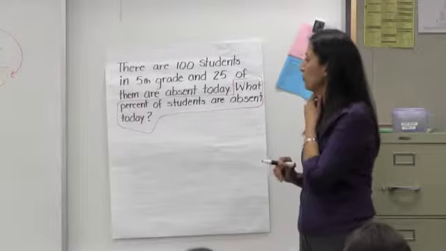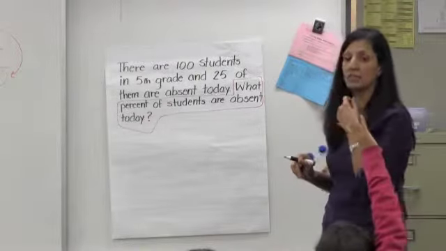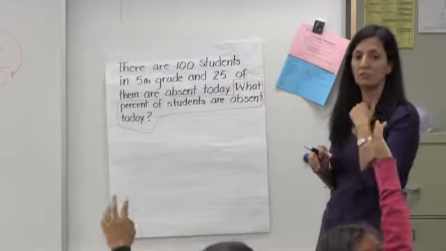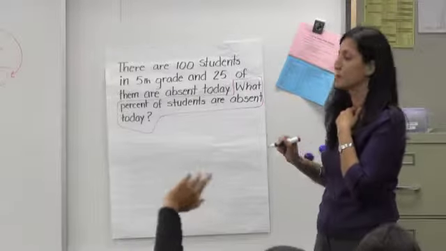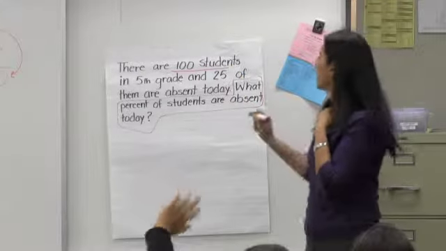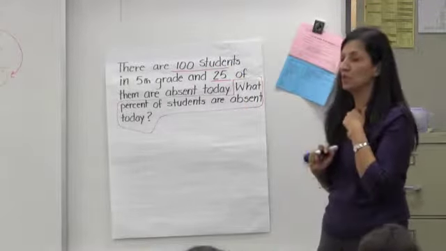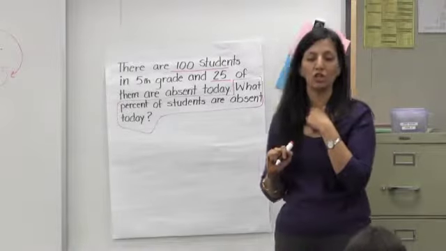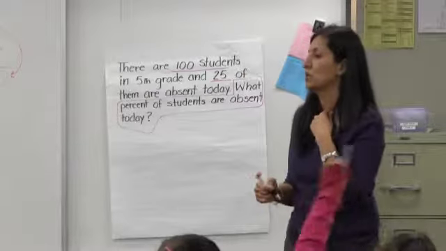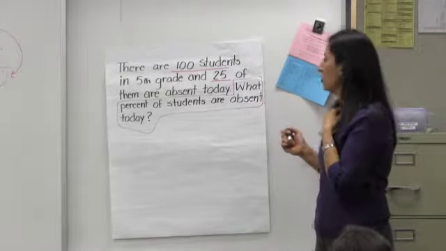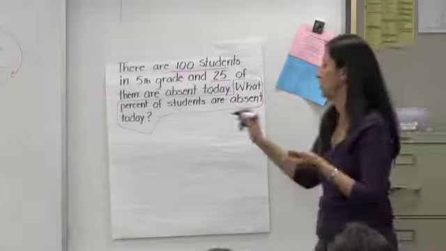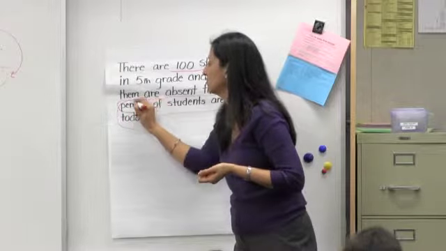Okay? What important information will I need to find this? What numbers would I need? Adeline. 100. Okay, so I can probably underline my 100 students. 25. And I will probably need 25 too. Okay? And then circle the vocabulary. Let's do this. Circle the vocabulary. Okay. So what vocabulary word do I see in here? Rita. Percent. Okay, so I should probably circle my percent. They're asking me to find percent.